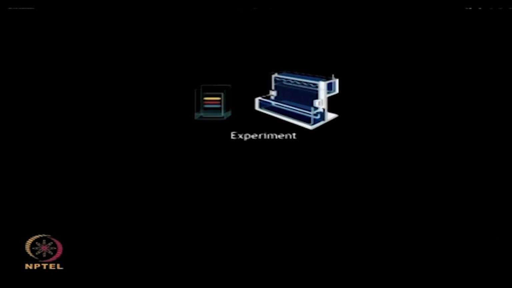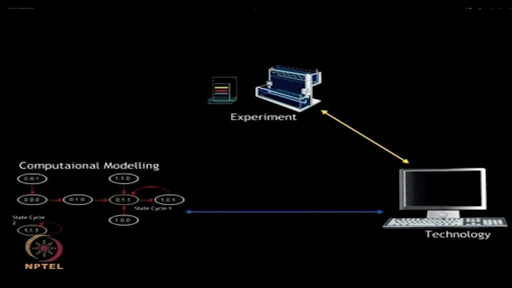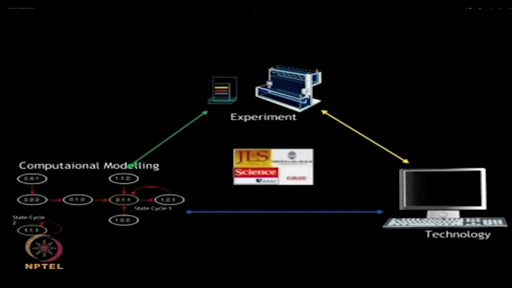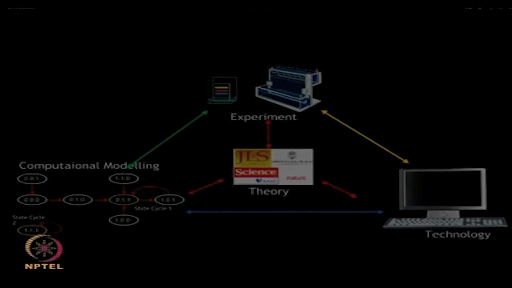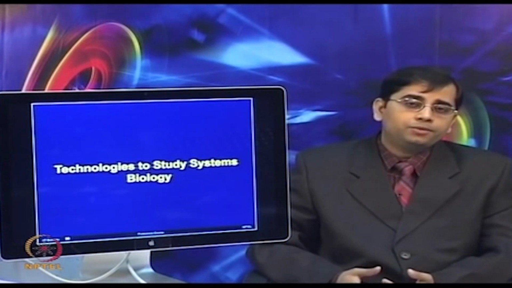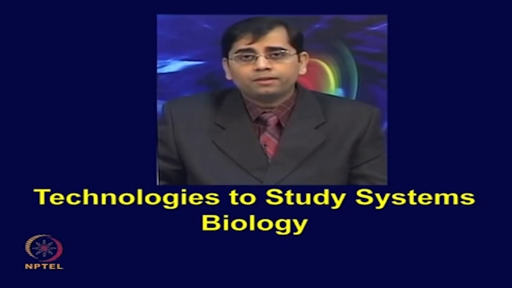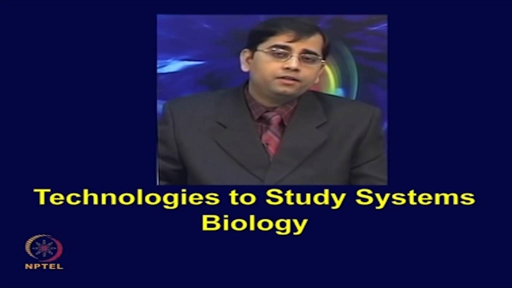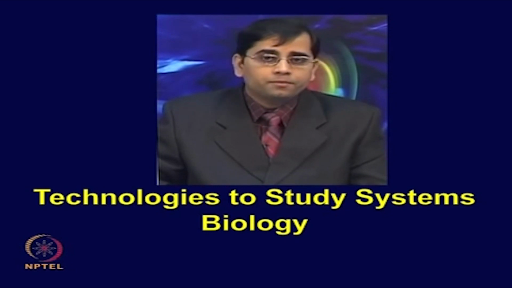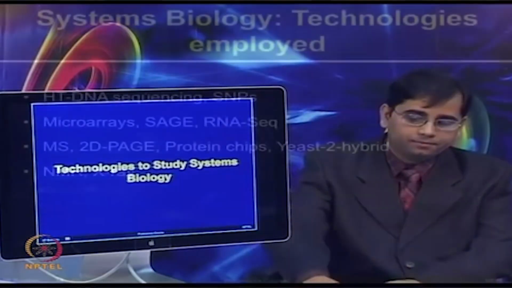Here it is shown that in a systems approach, experiment, technology, and computational modeling, this triangle is very important, which has to be linked with the theory to form a systems triangle. So, there are different technologies which have been employed to study systems biology. Obviously, you need high throughput data sets, which could be derived from microarray platforms, RNA deep sequencing, different configurations of mass spectrometry, different types of structural proteomic tools, and protein interaction data sets.